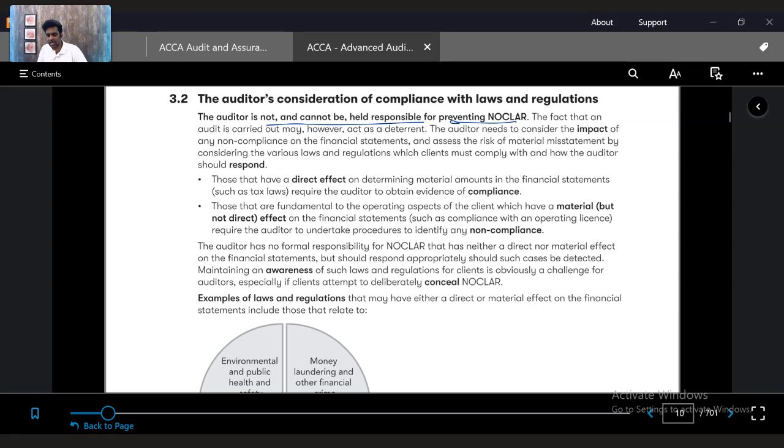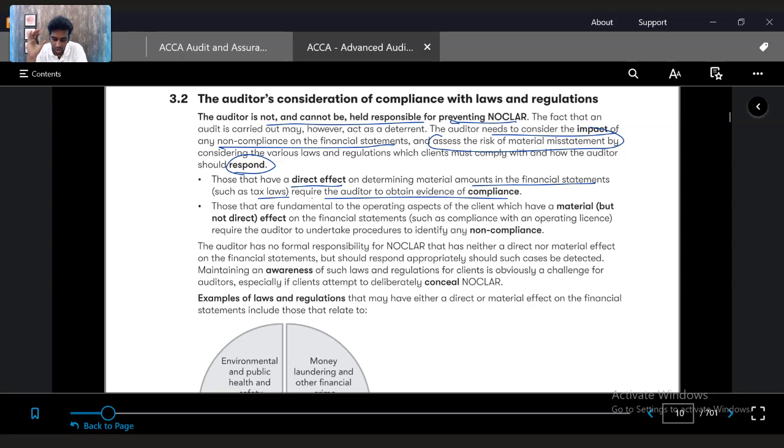Now, as part of the risk assessment process, the auditor will consider the impact of any non-compliance on the financial statement and assess whether the financial statement could have a material misstatement. That's where he does the risk of material misstatement. And he should prepare certain procedures to respond to this risk of non-compliance. The risk could be a direct effect on determining the material amounts in the financial statement, such as tax laws that require the auditor to obtain evidence of compliance. So, any laws that have a direct effect.